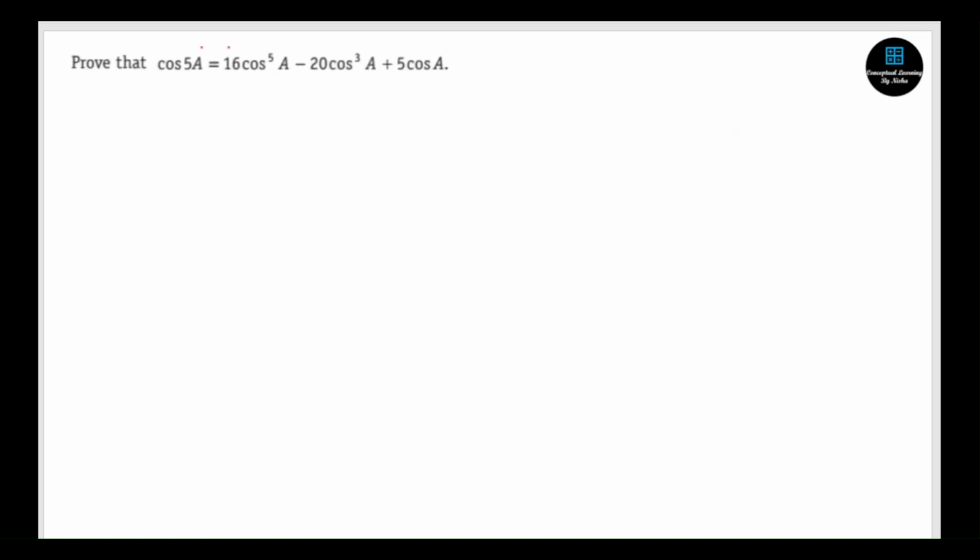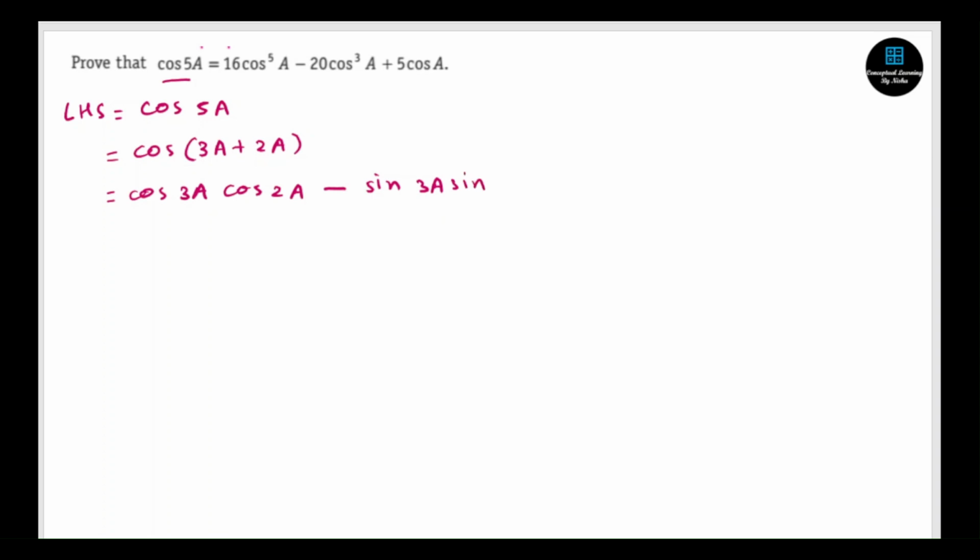Now, very interesting question. We have cos 5a equals to this, we have to prove. So I start with LHS, which equals cos 5a. Now I can write this as cos (3a plus 2a). Now I apply the formula of cos (a plus b). So I can say this is cos 3a cos 2a minus sin 3a sin 2a, right? Now I can apply the formula of each of them in terms of cos.